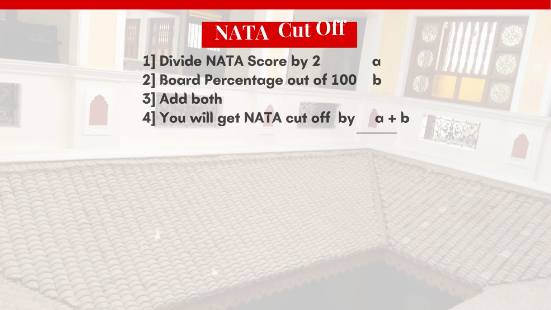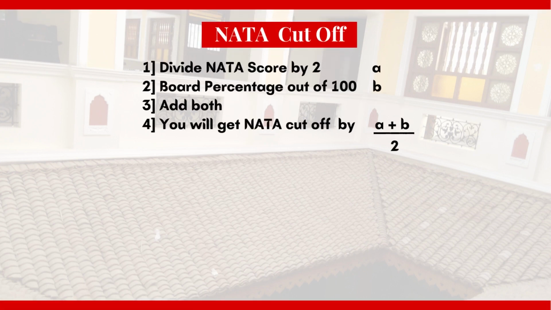The probable selection procedure for admissions. The first basic thing is the Nata cutoff. Divide the Nata score by 2. That is, total marks is 200, you make it out of 100. Take the board percentage out of 100. Add these two and take the average. That is going to be the cutoff for Nata.